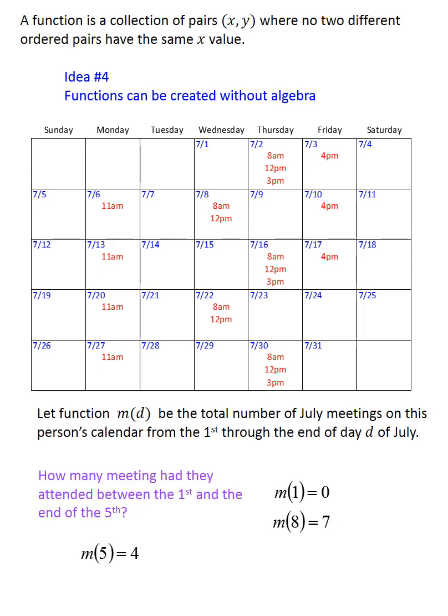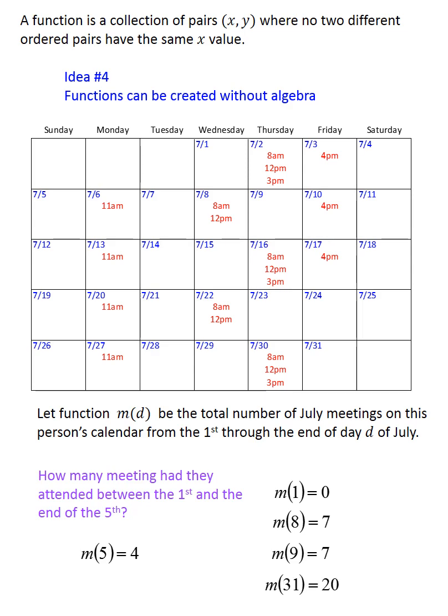M of 8 is 7. What does that mean in this context? By the end of July 8th, this person had attended 7 meetings. Go ahead and look at the calendar and see if you can find the 7 meetings that they had attended by the 8th. By the way, it's worth noting that m of 9 is also 7, because by the end of the day on the 9th, they had still only attended 7 meetings.